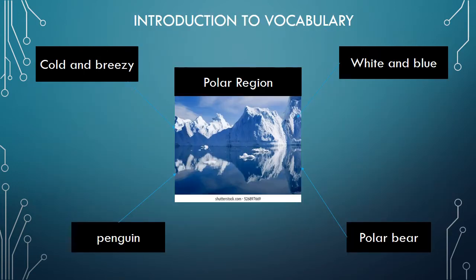Okay children, let's go deep into the lesson. We are going to see what the colors of the habitat are and what things we can find in the habitat. The first one, we look at the polar region. Polar region is cold and breezy. The color of the polar region is white and blue. You can find penguins and polar bears in the habitat of polar region.